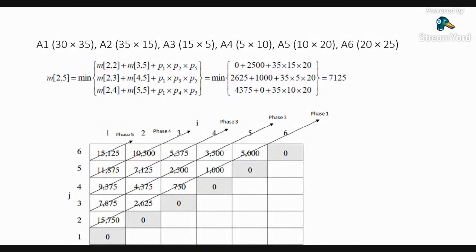Then this is P3, then this is P4, for which we will be computing this, and for which it is minimized. We will be storing that value of K in variable S. So similarly, this is one computation, 7125, that you can also see here. Finally, 15,125 is the minimum number of scalar multiplications required for the actual multiplication from matrix 1 to matrix 6.